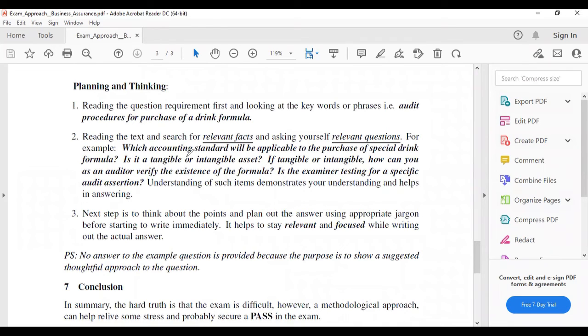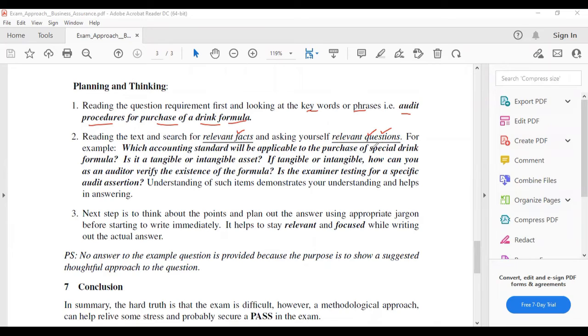I talked about different variables when you were reading the question, right? So reading the question requirement first and looking at the keywords or phrases, that is audit procedures for purchase of a drink formula, right? So that's the keyword. That's what the question is asking. Then reading the text and searching for relevant facts and asking yourself relevant questions, right?